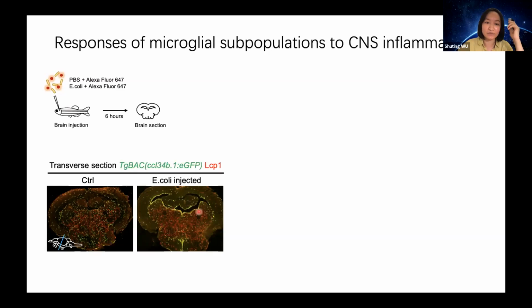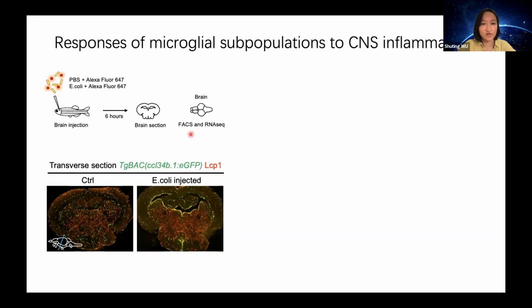coli, indicating they respond significantly to the E. coli infection. At the same time, we found that the CCL34 beta-1 negative microglia remained in their previous position, and their number also did not change very significantly. So we still wanted to look further at their transcriptome responses.